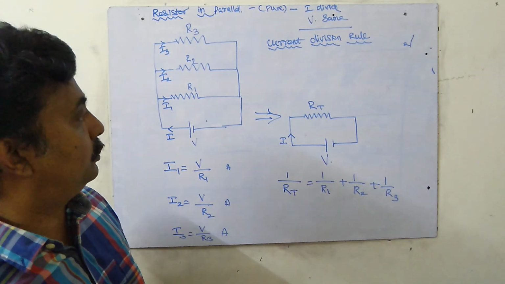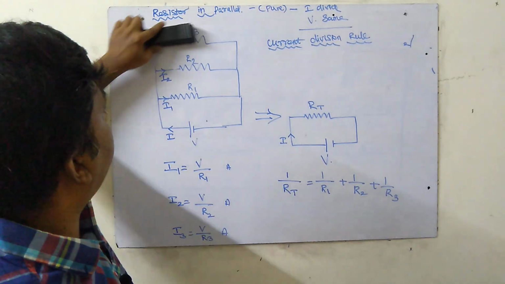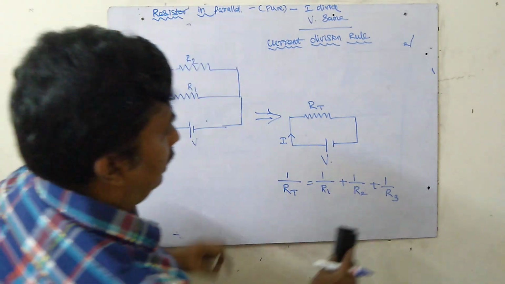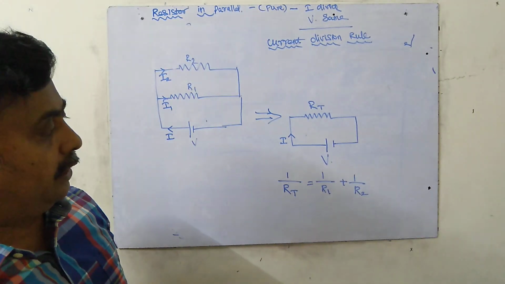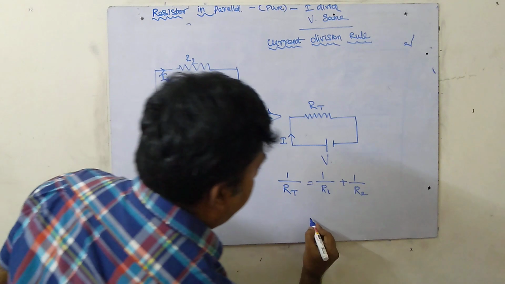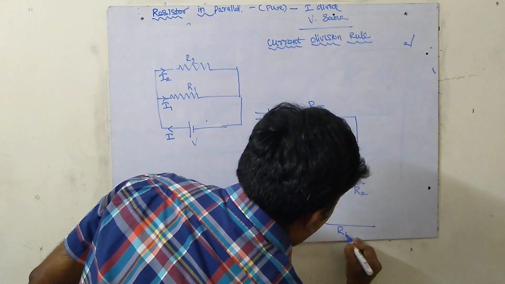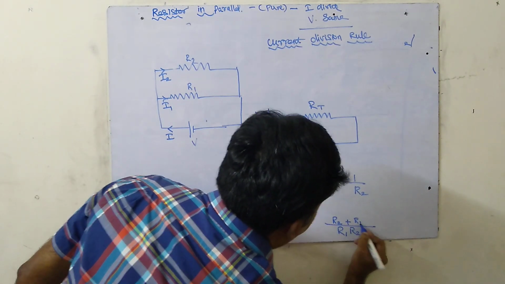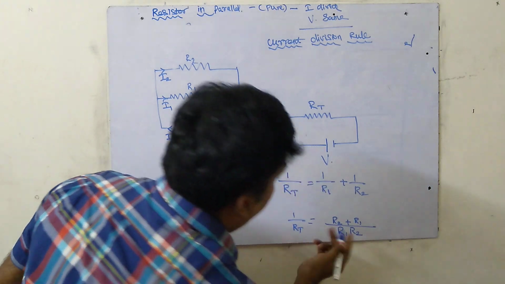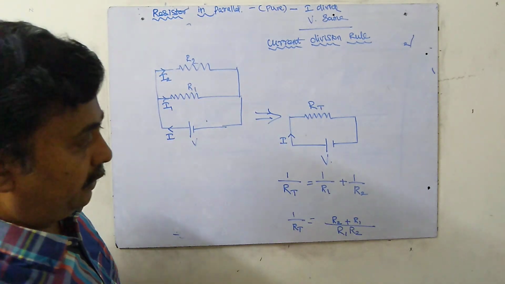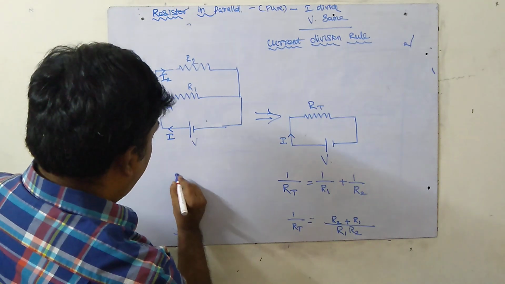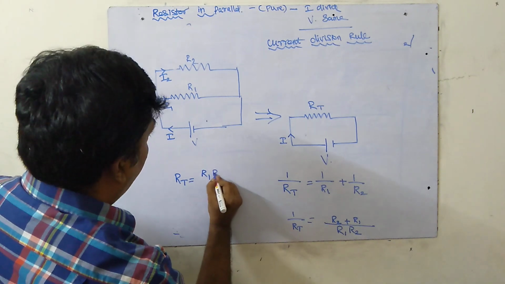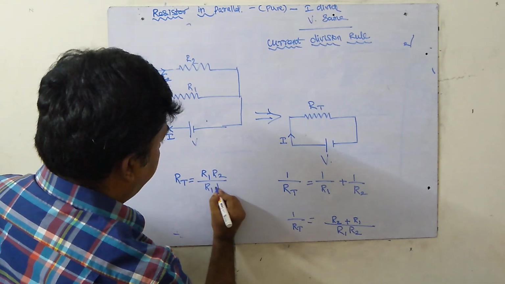Next thing is that suppose there are only 2 resistors. What is the formula? When 2 resistors are there, the formula is 1 by R total equal to 1 by R1 plus 1 by R2. So how can I write? Here I can take R1, R2 as common. If I take R1, R2 as common, here I will get R2 plus R1, which is equal to 1 by R total. 1 by R total equal to R2 plus R1 divided by R1 times R2. Then what is R total? Therefore R total equal to, I have to invert both the things, R total equal to R1 R2 divided by R1 plus R2.